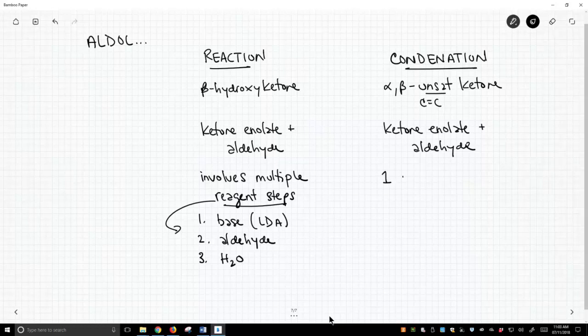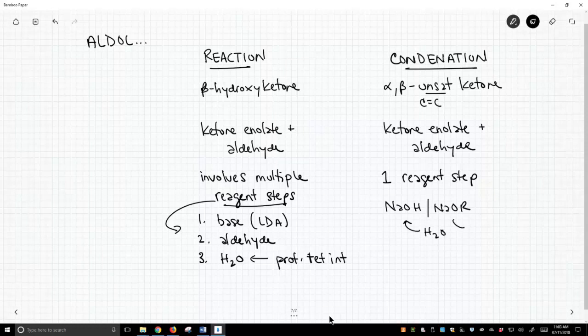Aldol condensation involves one reagent step. We just dump everything together, walk away, and let the reaction do its thing. A key difference is that we add water over here in the reaction, and this protonates our tetrahedral intermediate. For the aldol condensation, we use bases like sodium hydroxide or other alkoxides. So our solvent is either water or an alcohol.